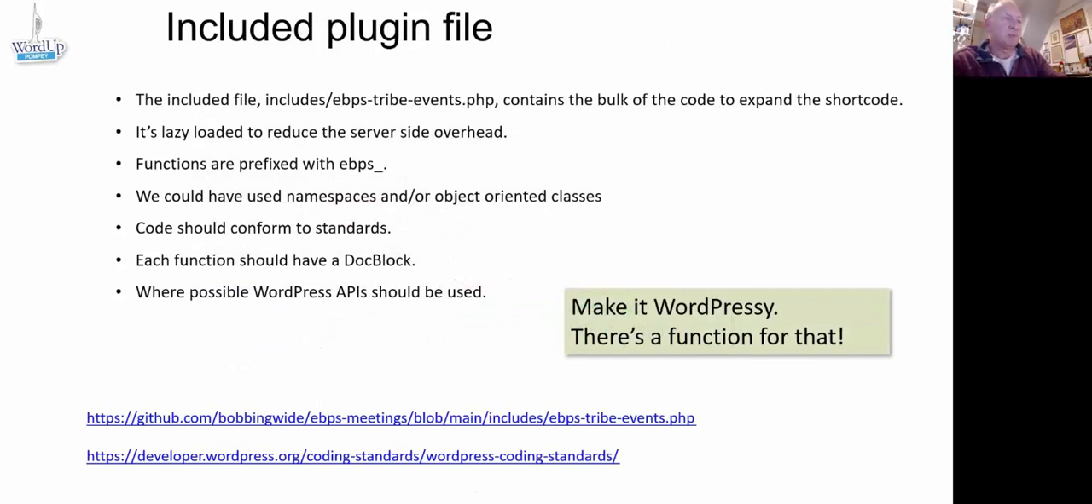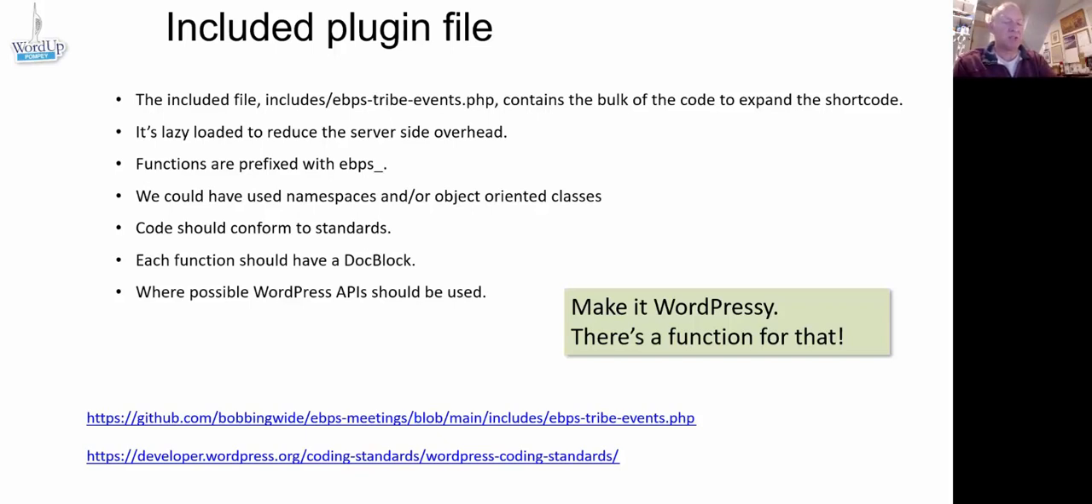So the included plugin file, which we're not going to look at in much detail, is called includes/ebps-tribe-events, and it contains the code to expand the shortcode. It's lazy loaded, and in this plugin, everything starts with ebps_. So it's our unique prefix. We've done this because it's easier for a starting plugin than trying to use namespaces and/or object-oriented classes. And we're going to try to write the code so that it conforms to some WordPress standards.